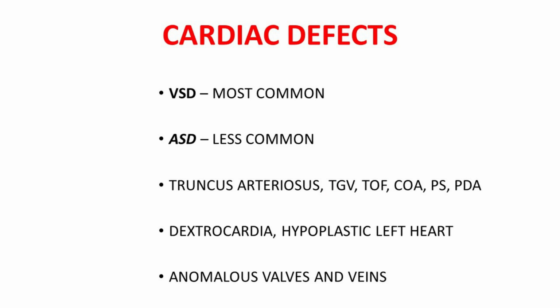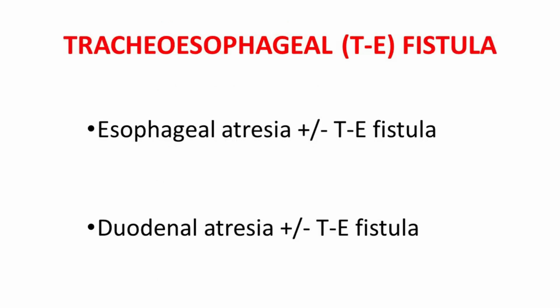Then we'll go to the cardiac defect, C. Ventricular septal defect is the most common defect, and second most common is the atrial septal defect. Rest of them are rare, but it has been documented. Truncus arteriosus, transposition of the great vessels, anomalous valves, tetralogy of Fallot, dextrocardia, hypoplastic left heart, coarctation of aorta, pulmonary stenosis, patent ductus arteriosus all have been documented. The T, very important, tracheoesophageal fistula, TE, is usually with esophageal atresia and sometimes, very rarely, with duodenal atresia.